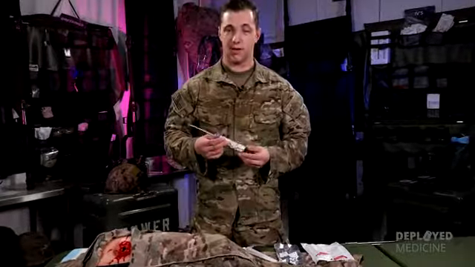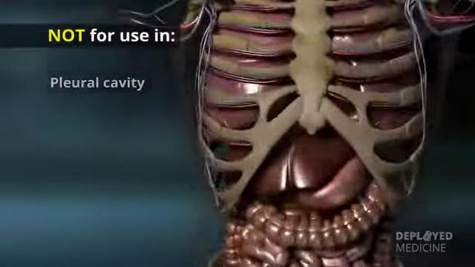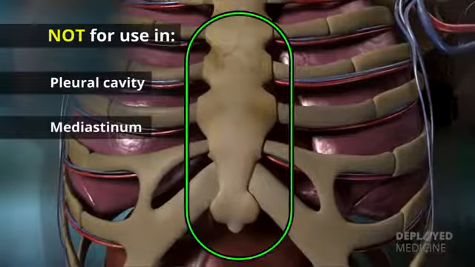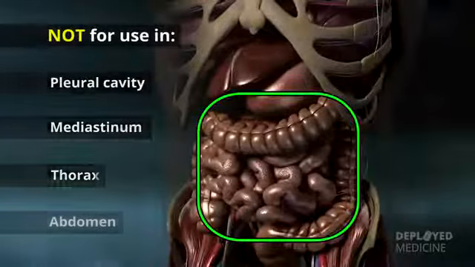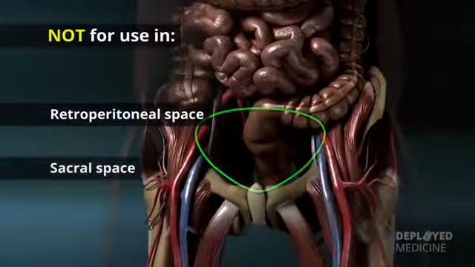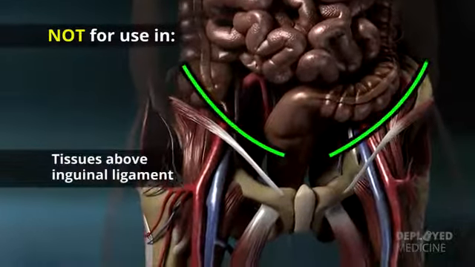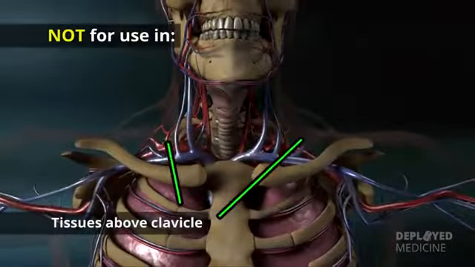So a few things that you need to know about the XStat. It is not for use in the pleural cavity, the mediastinum, the thorax, the abdomen, the retroperitoneal space, the sacral space, tissues above the inguinal ligament, or tissues above the clavicle.